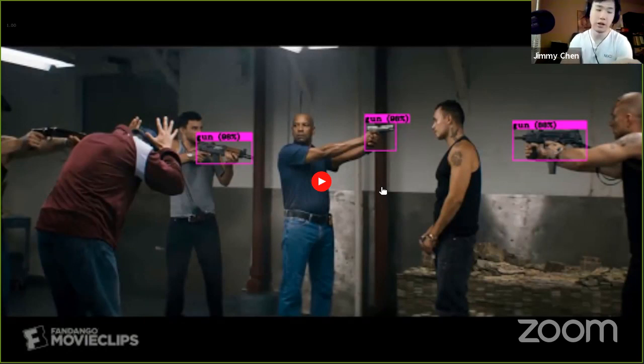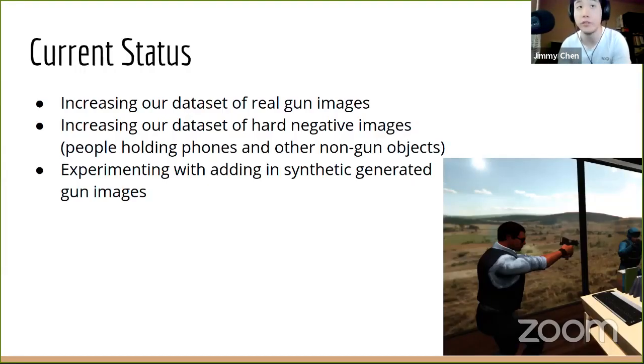And yeah, I'll get into our current strategies for trying to improve this performance moving forward. So basically now we're trying to increase our data set of real gun images, so images of guns in more varied positions, different depths, different orientations, because in our real world tests, as you point guns in different orientations, the model will sometimes struggle in certain orientations. So we're working on increasing the diversity of our data set.